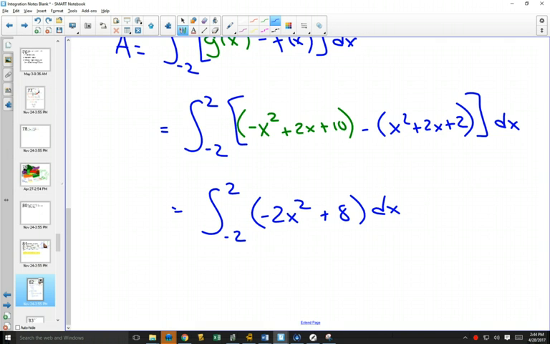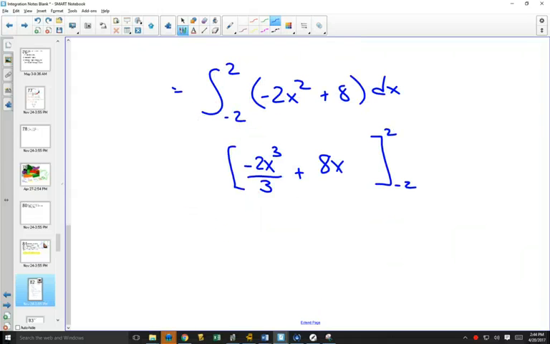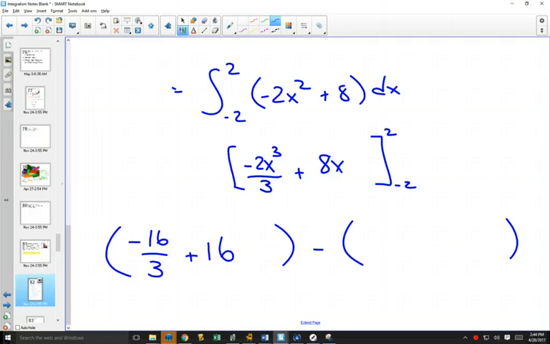So now we can integrate this with the fundamental theorem, put our 2 and our negative 2 there. This will be negative 2x cubed divided by 3 plus 8x. Plug in our top value, negative 16 over 3 plus 16. Plug in our bottom value, 16 over 3 minus 16.